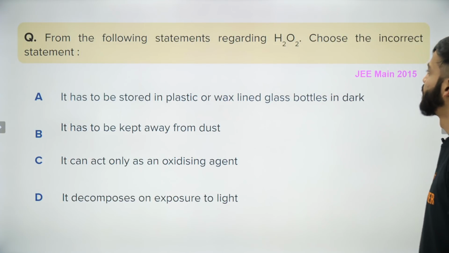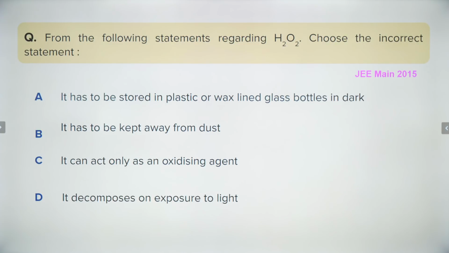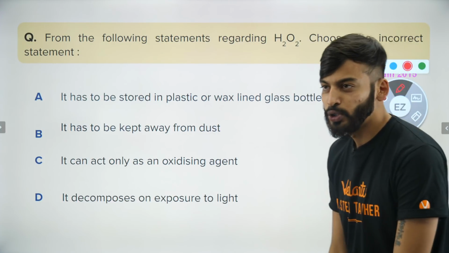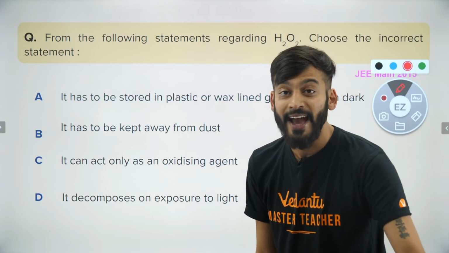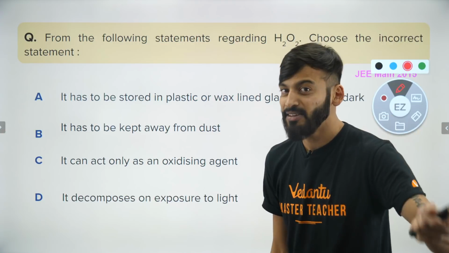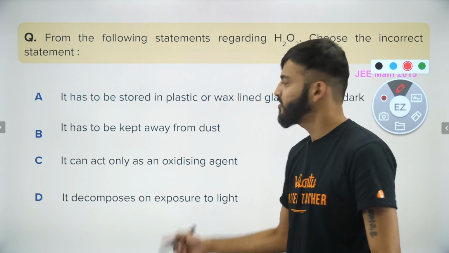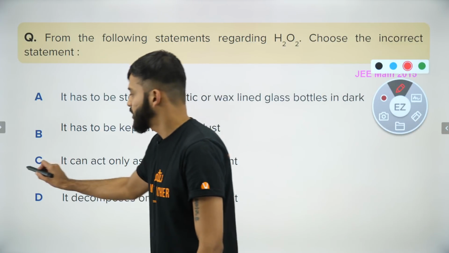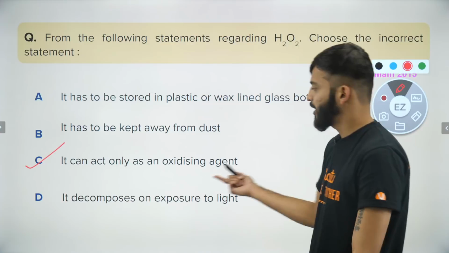देखो, पढ़ लो. बहुत आसान क्वेश्चन है. And check out the repetitive pattern. I think you know the answer, I don't need to do anything. H2O2 can act as both an oxidizing as well as a reducing agent, and they have said it acts only as an oxidizing agent. So this is your incorrect statement.